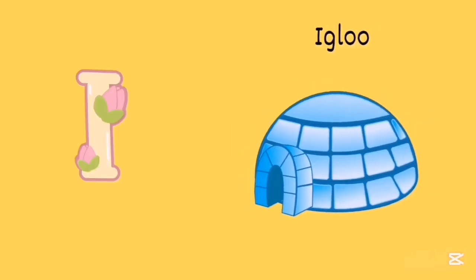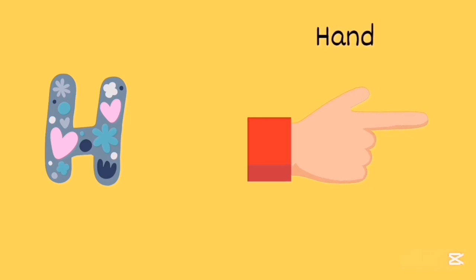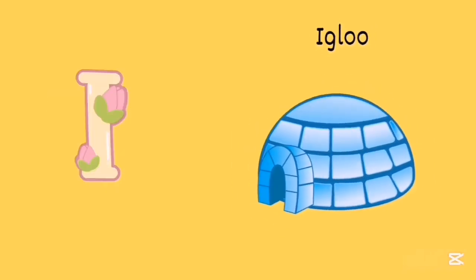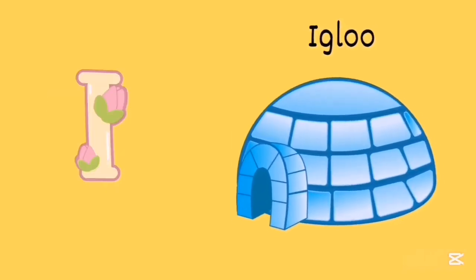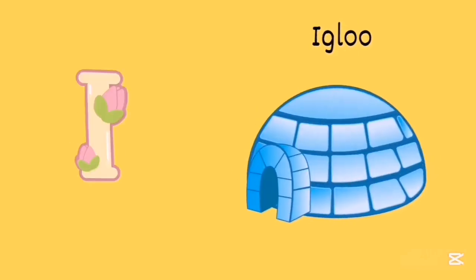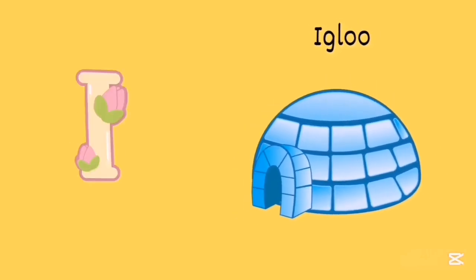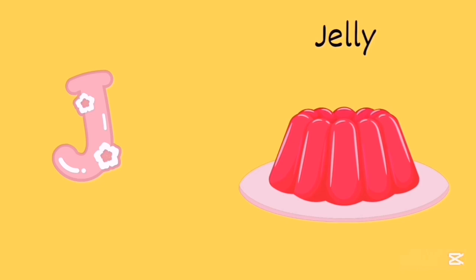Hand. H, hand. I is for igloo. Igloo. I, igloo. J is for jelly.